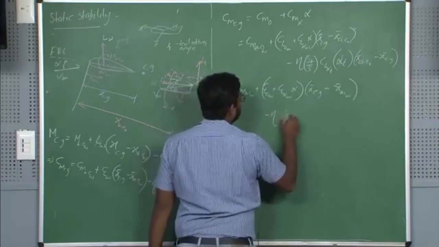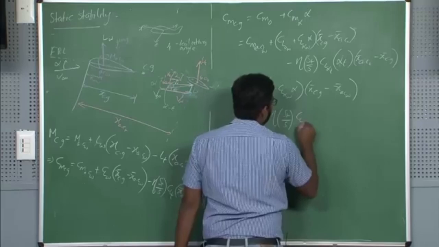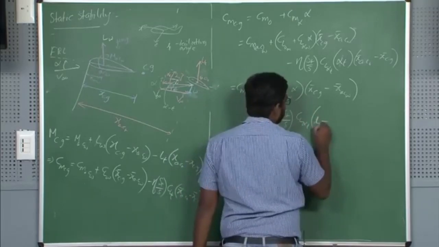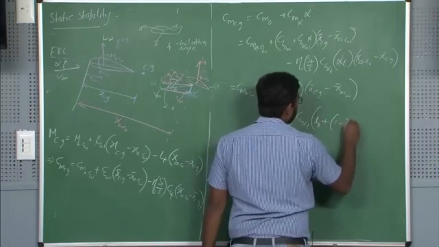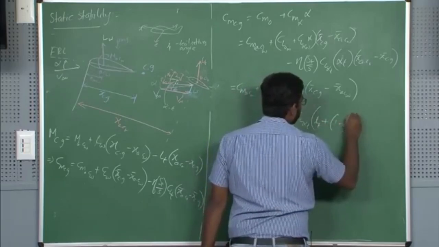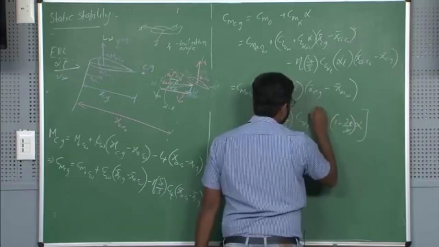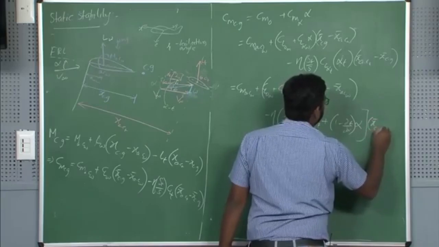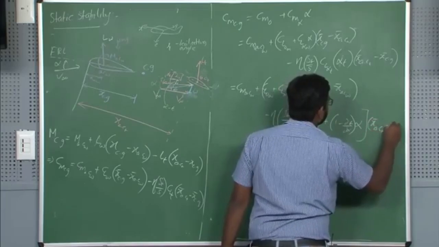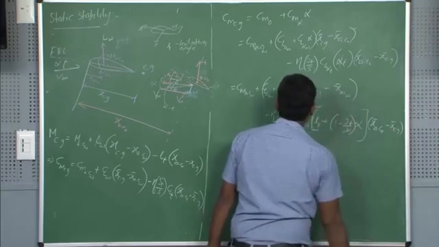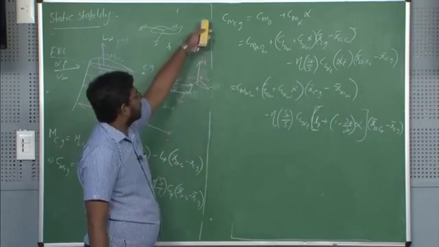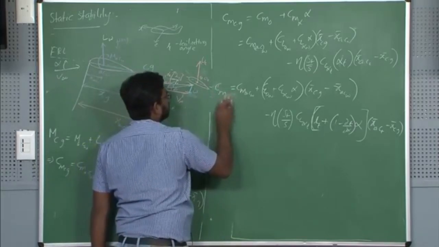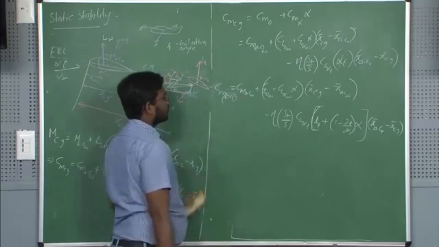minus eta ST by S into CL alpha of tail into i of t plus 1 minus dou epsilon by dou alpha multiplied by alpha, multiplied by the corresponding moment arm x AC of tail minus x bar CG. Now, by comparing these two equations, where this is also a moment about CG of the system. This is also moment about CG of the system.